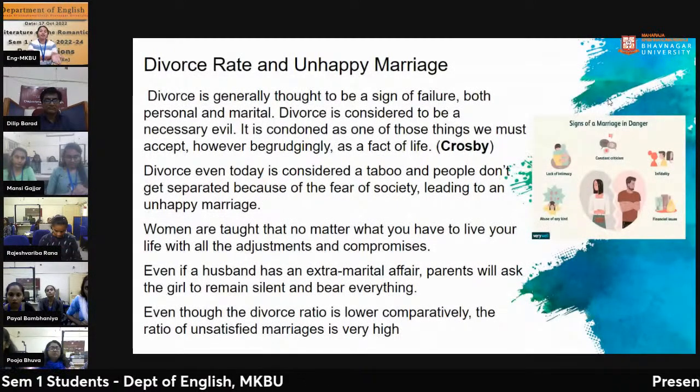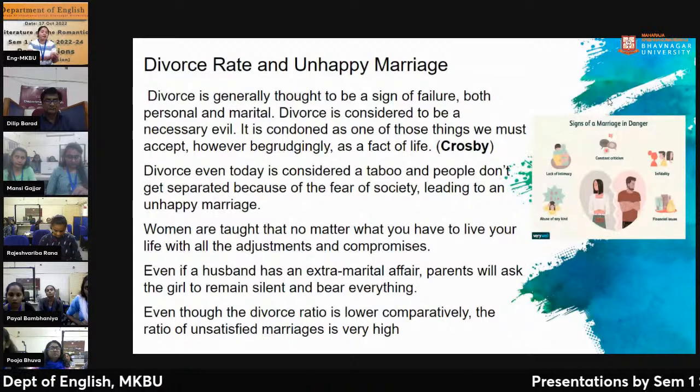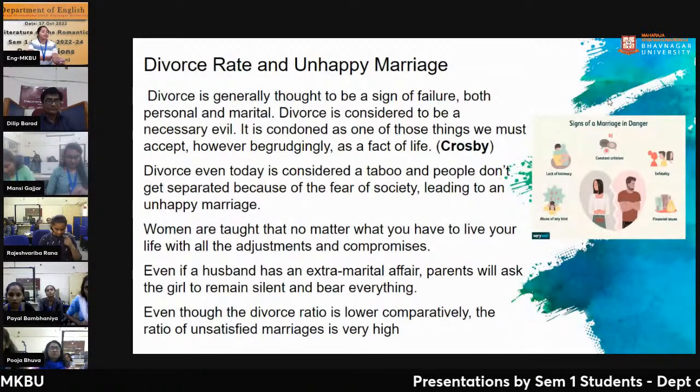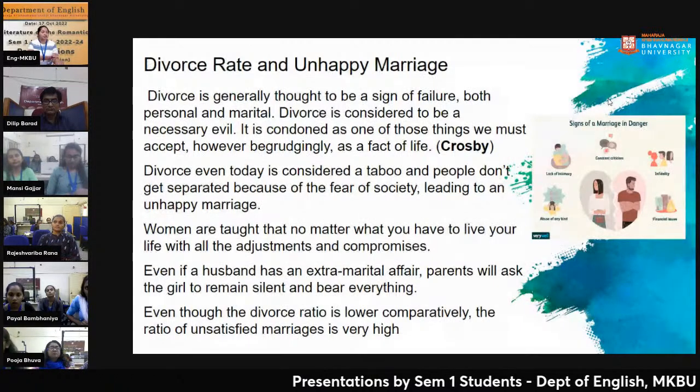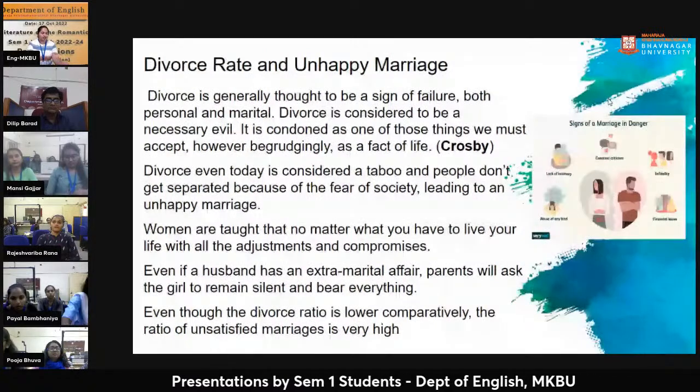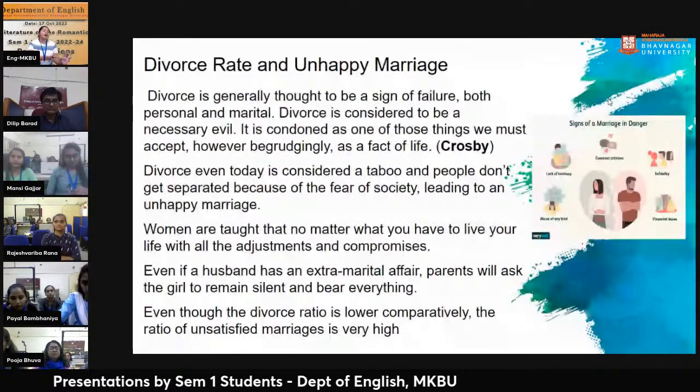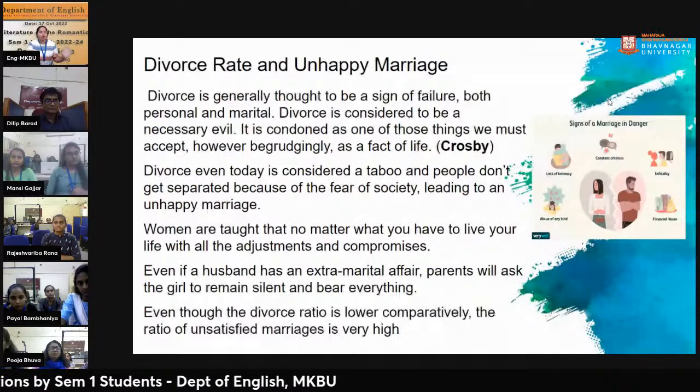Even in Hindi and even in popular cinema, we have this very famous dialogue: if your palanquin has left from your parents' home, then your funeral procession will leave from your in-laws' home. So that means that once you are married off, you have no rights at your own home.